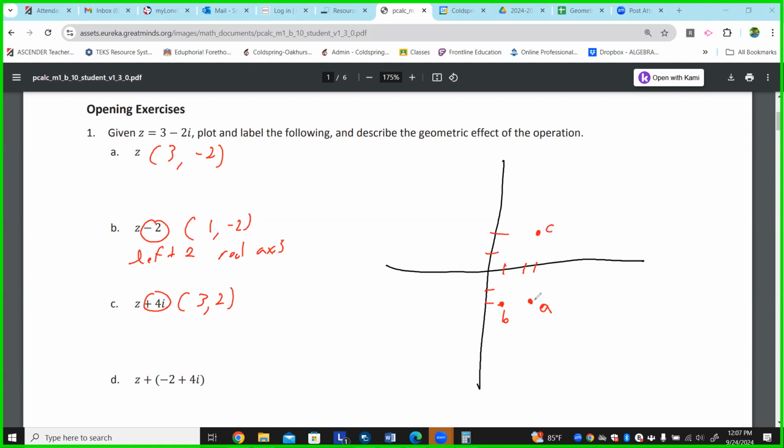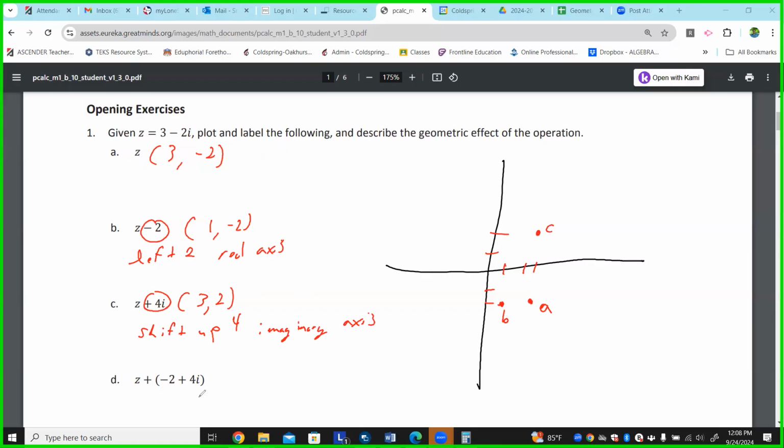And now what did C do versus A? Not reflect. Oh, it does look like a reflection. You are correct, but it technically didn't reflect. If you said reflect, I would not count it wrong. But what did it really do? It shifted up 4, right? So shift up 4. And again, they're going to call it the imaginary axis. I'm not too picky on that. If you said shift up or down, then I know what axis you're on.